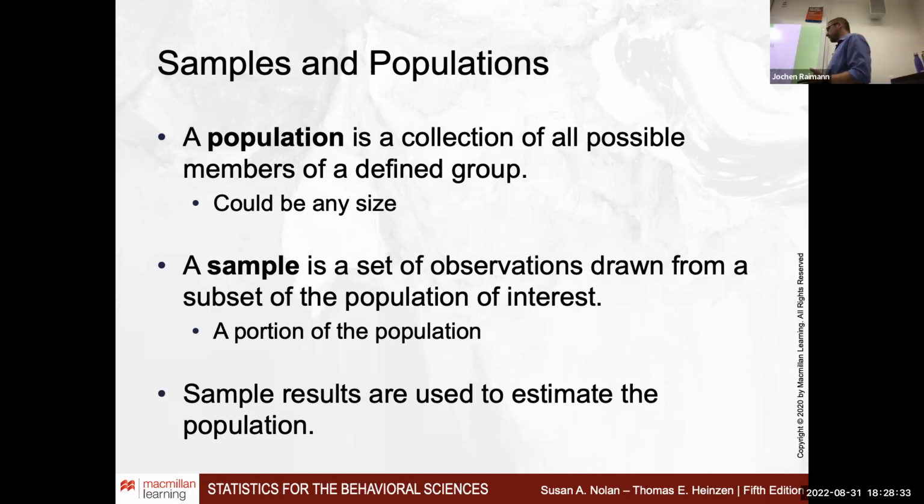We're defining population according to what population we're interested in. So it is a defined group that can be any size. It's really up to you how you want to define your population. It can be all students at YU, it can be all people living in New York, it can be citizens of the US, it can be the global population. You define it. It could be any size.